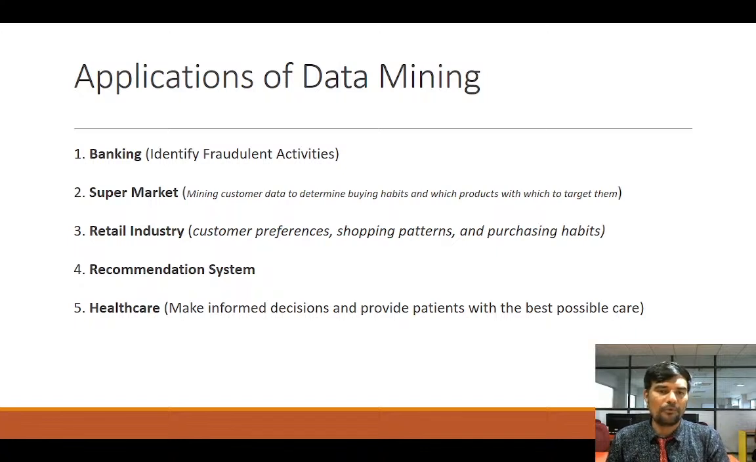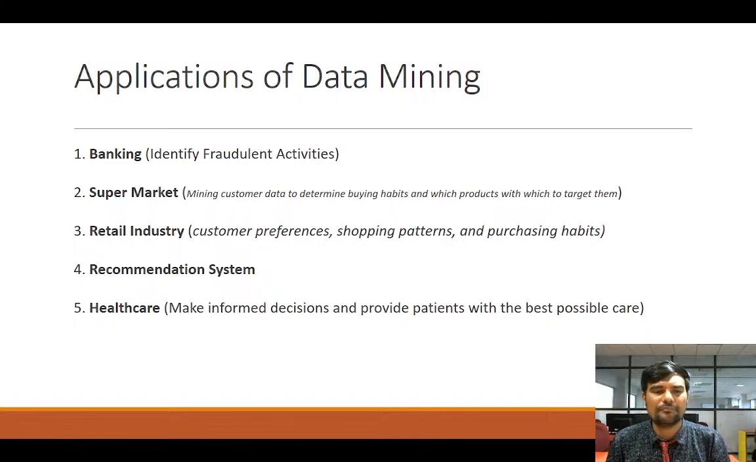As I discussed about the supermarket, even in a supermarket we can mine customer data to determine buying habits and which products to target them with. So all that can be identified in a supermarket, the customer trend, customer behavior, or customer buying habits, can be mined by using data mining techniques. Even in the retail industry, we can collect information about customer preferences, shopping patterns, and purchasing habits. All this information can be mined by using data mining techniques.